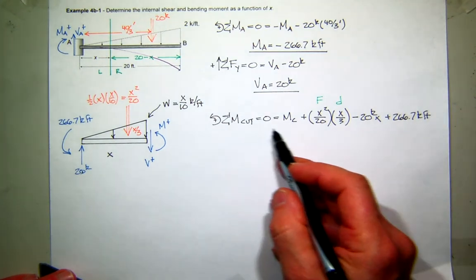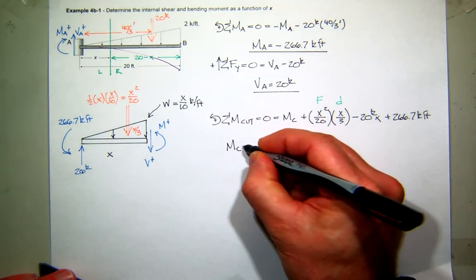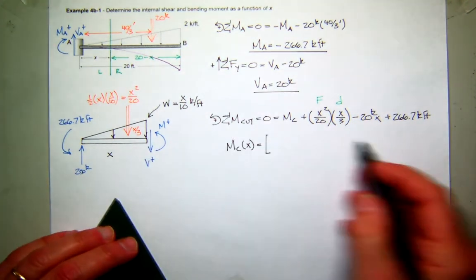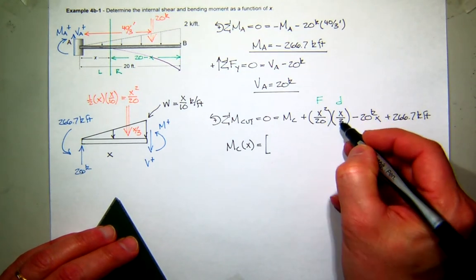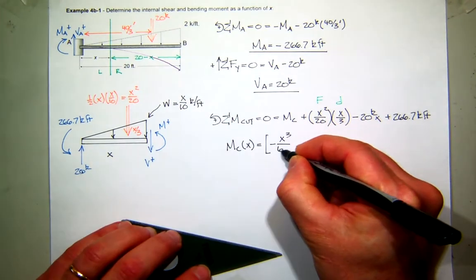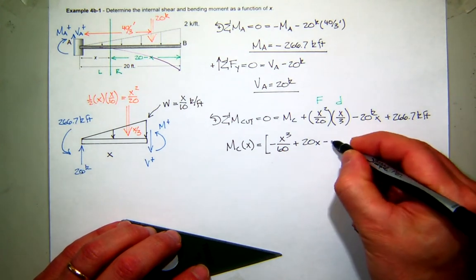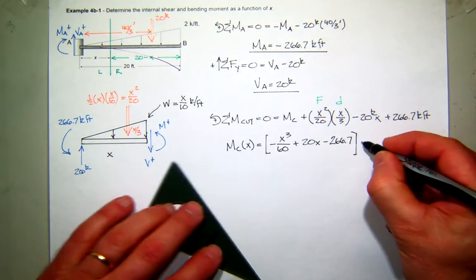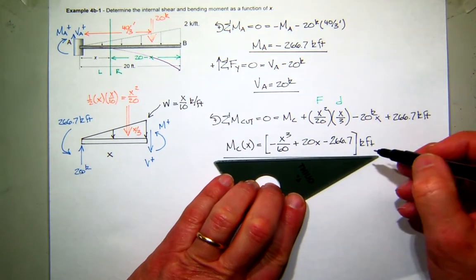So you see now I have one equation that's a function of x. So I'm going to solve for my moment. My moment at C now is a function of x, and I'll grab all my terms and try to go from the biggest to the smallest. So this becomes x cubed over 60, and when I change it to the other side of the equation, it becomes negative. Then plus 20x, and then minus 266.7. Each of those terms in that expression will be in kip feet. So there's an equation for moment as a function of x.